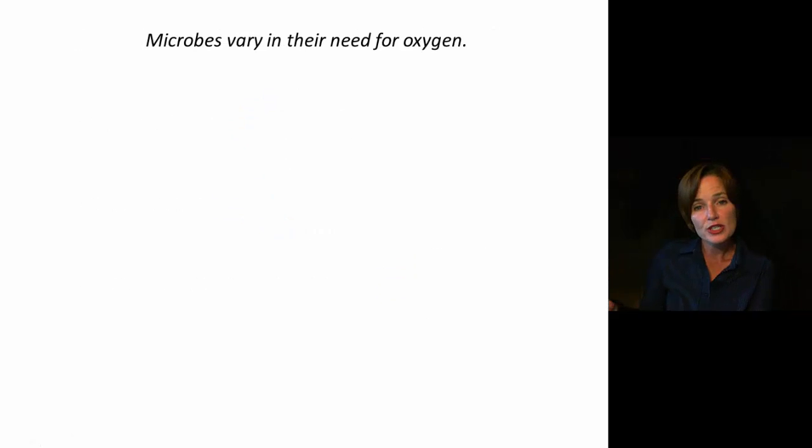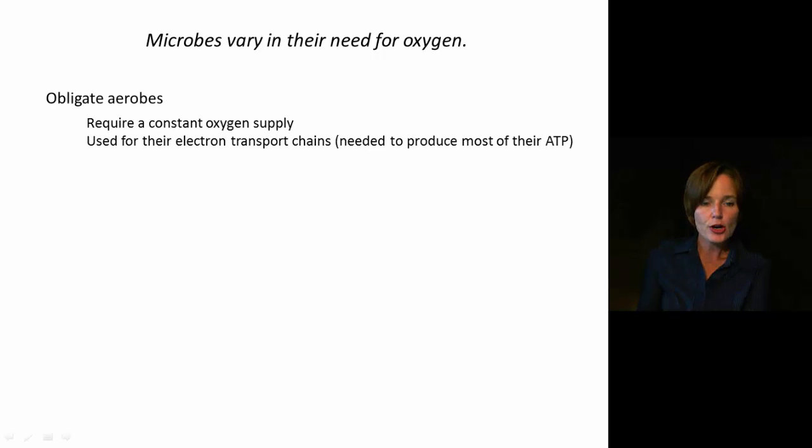Microbes are also going to vary in their overall need for oxygen. What we'll find is that there are some organisms that need oxygen all of the time, and then there's others that cannot have any oxygen at all. Obligate aerobes are going to be the ones that require a constant supply of oxygen. The reason for this is that they are going to use the oxygen for their electron transport chains, which is going to be a major way of producing ATP for them. So they need that constant supply of oxygen.